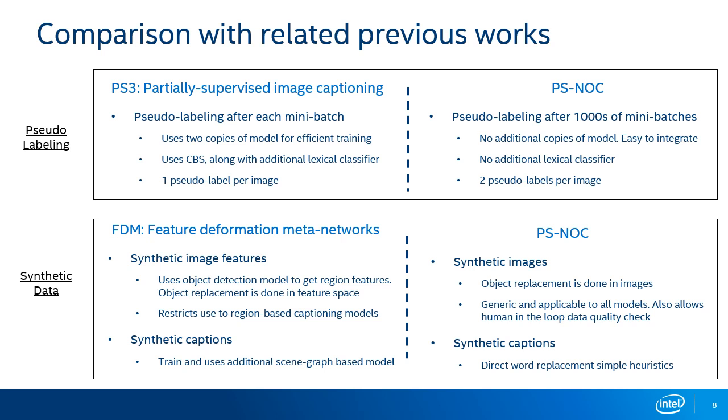FDM also generates and uses synthetic data. They use object detection model to get region features in an image and then perform object replacement in this feature space. This restricts their solution to region-based captioning model. Our solution directly generates synthetic images, so it is more generic and not restricted to region-based captioning models. It also allows for human-in-the-loop data quality checks on this synthetic data. For synthetic captions, they train and use an additional scene graph-based model, while we use direct word replacement with simple heuristics.